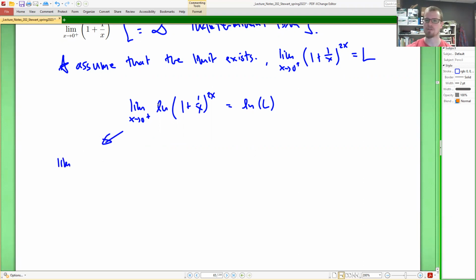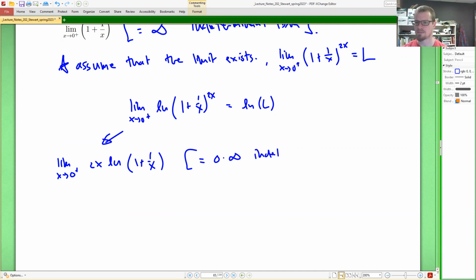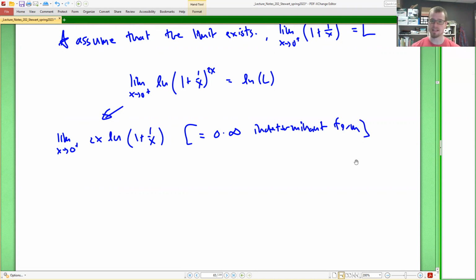I can pull the 2x out. So this becomes the limit as x goes to 0 from the positive side of 2x times the natural log of 1 plus 1 over x. And you might notice that this gives us 0 times infinity, right? This goes to 0, this is going to still go to infinity, and this is still an indeterminate form. However, we have really nice ways of handling this.